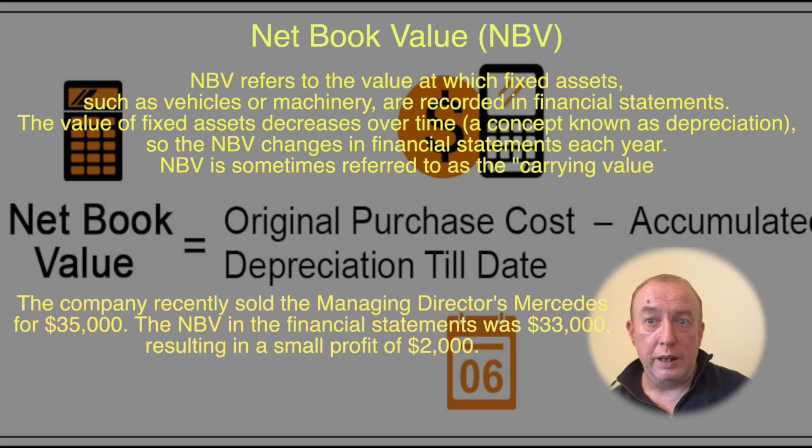For example, the company recently sold the managing director's Mercedes for £35,000. The NBV in the financial statements was £33,000, resulting in a small profit of £2,000.